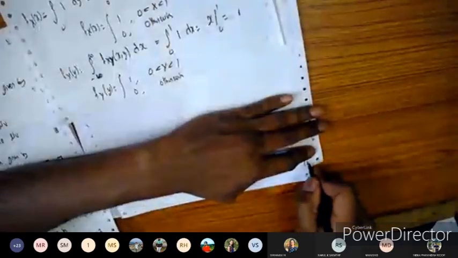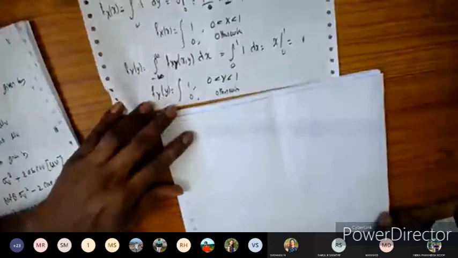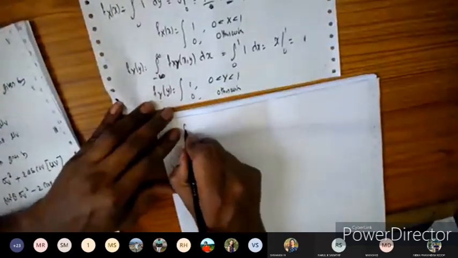Now what I will do is verify some properties here. We obtained fx of x and fy of y. Let us take the product of these. We have fx of x, which is nothing but 1 from 0 to x here, and fy of y is nothing but 1 from 0 to y. So what I'll do is, you can consider.